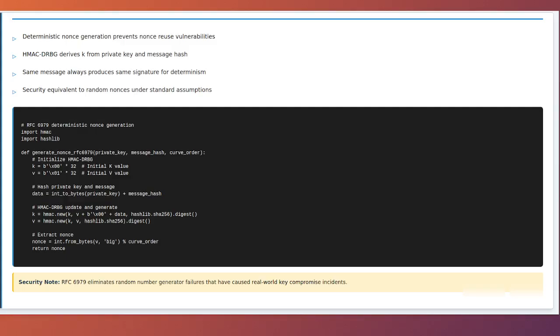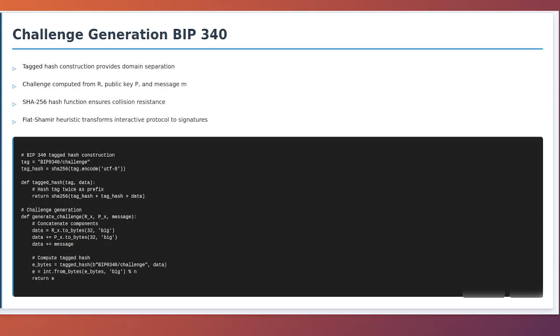The security proof for RFC 6979 shows that as long as HMAC behaves as a pseudorandom function, which is a standard cryptographic assumption, the generated nonces are indistinguishable from truly random nonces to any computationally bounded attacker. For implementation, we will use SHA-256 as our hash function within HMAC, which is the standard choice for SEC-P256K1.